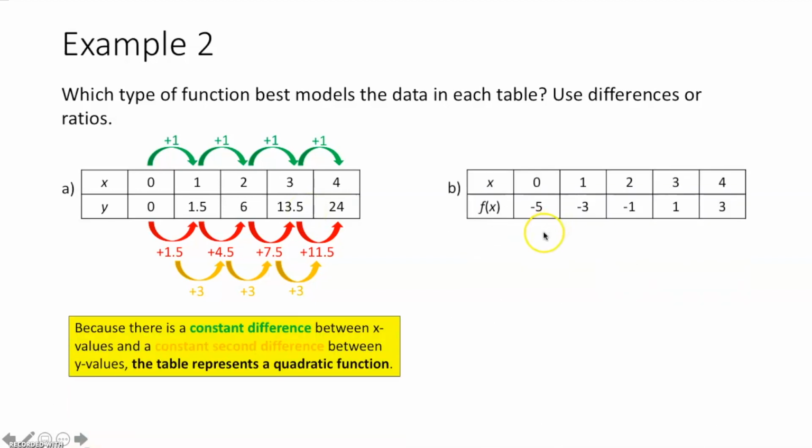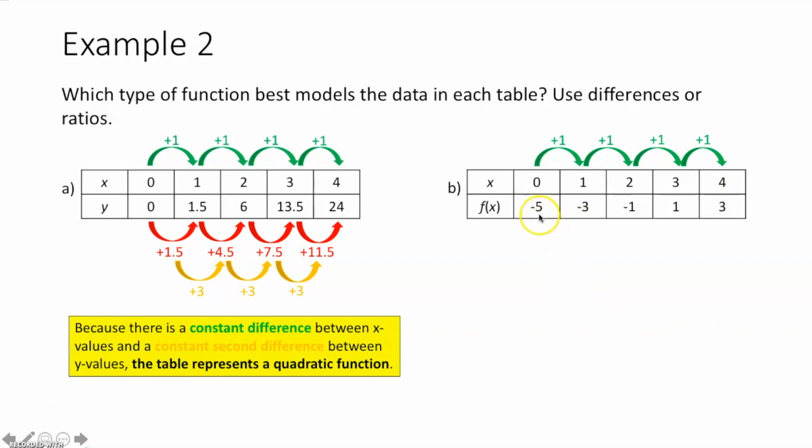Here, doing the same thing. So first, check the x values. Is there a constant difference between the x values? So 0 to 1, 1 to 2, 2 to 3, 3 to 4. Yes. So now we can check our y values. With our y values, we always check the difference first.